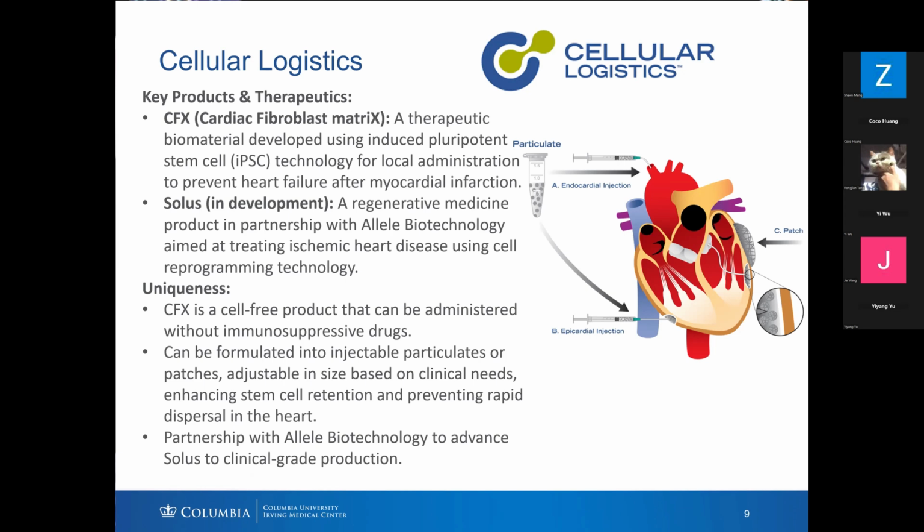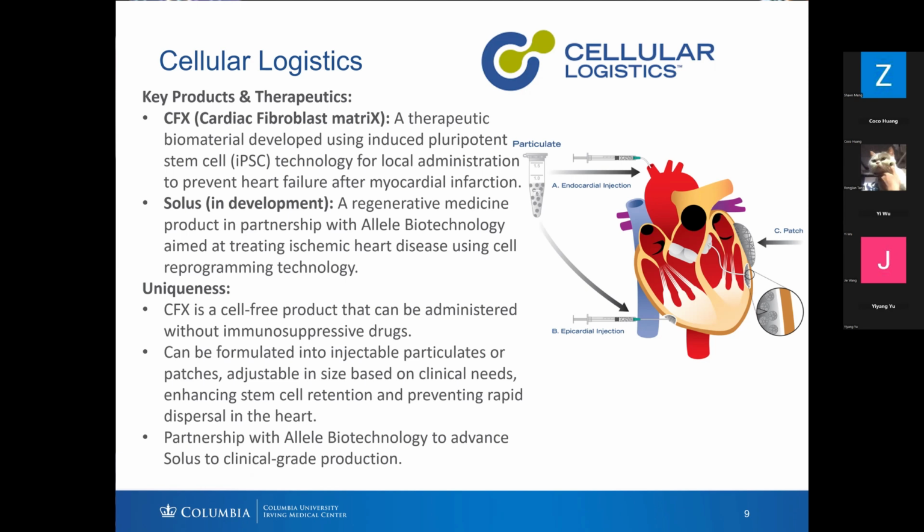So CFX is a therapeutic biomaterial designed to prevent heart failure following a myocardial infarction, or a cardiac attack. The product leverages induced pluripotent stem cell, or iPSC, technology to create a cell-free matrix that supports the heart's healing process by preventing pathological changes and facilitating tissue repair.